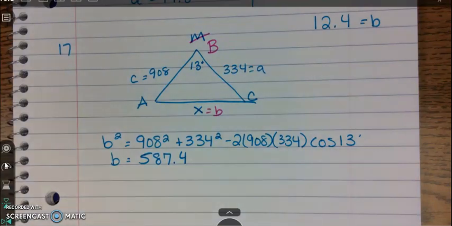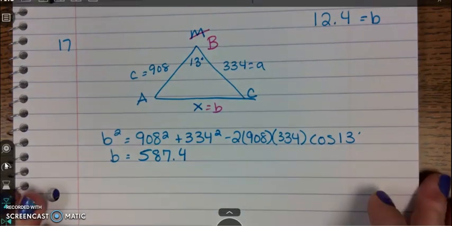Yay. Let's just turn the page. We don't want to scrunch. No scrunching of work. Okay. 18. A farmer wants to build a triangular pen for chickens. We have 3 sides. What is the area?